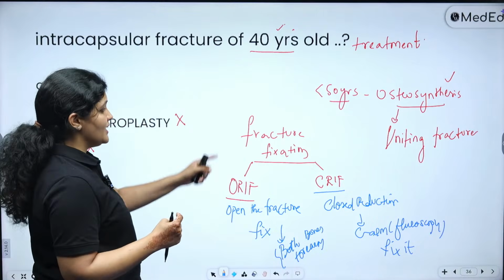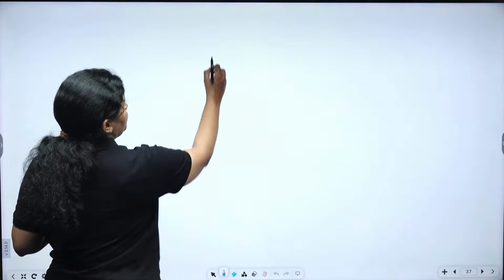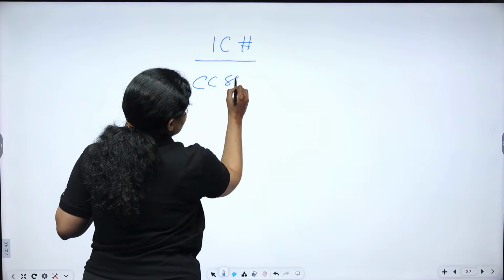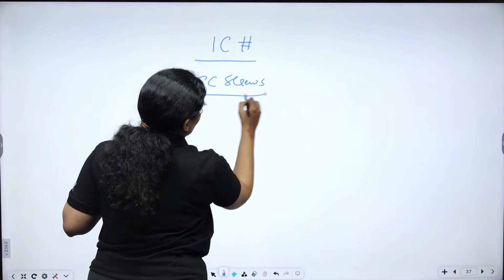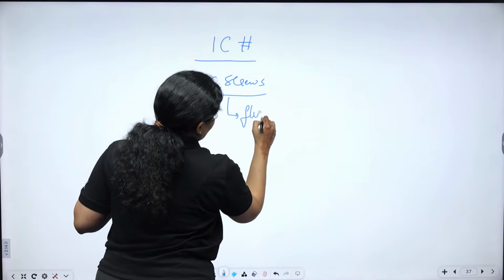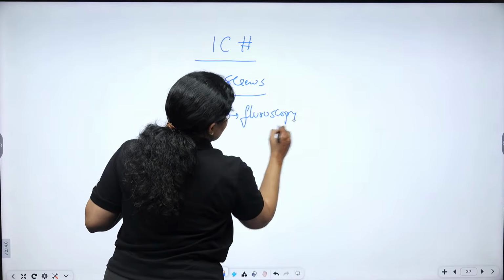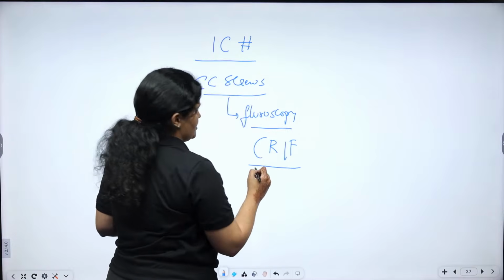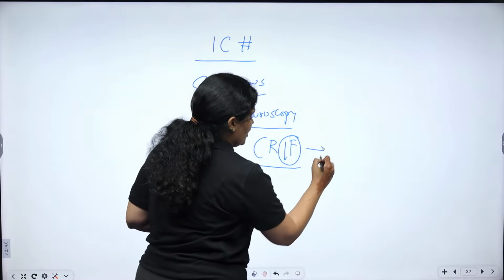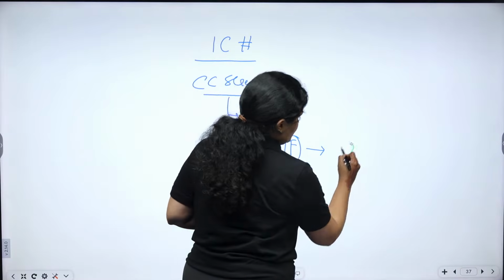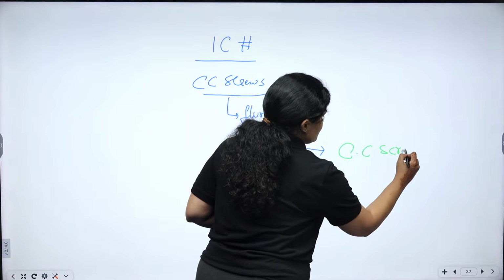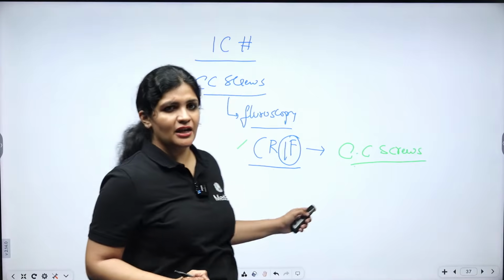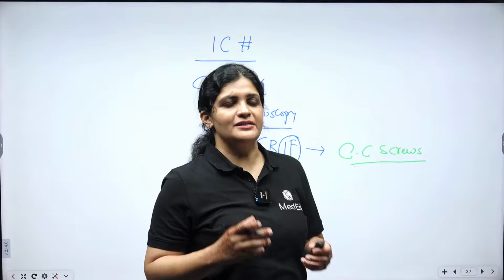When it comes to the IC fracture, what I told you is that we do CC screws fixation, right? CC screws fixation is done under fluoroscopy. So this is a type of CRIF, that means we do closed reduction and internal fixation. This internal fixation is done with the cancellous screw, that is, cannulated cancellous screws.